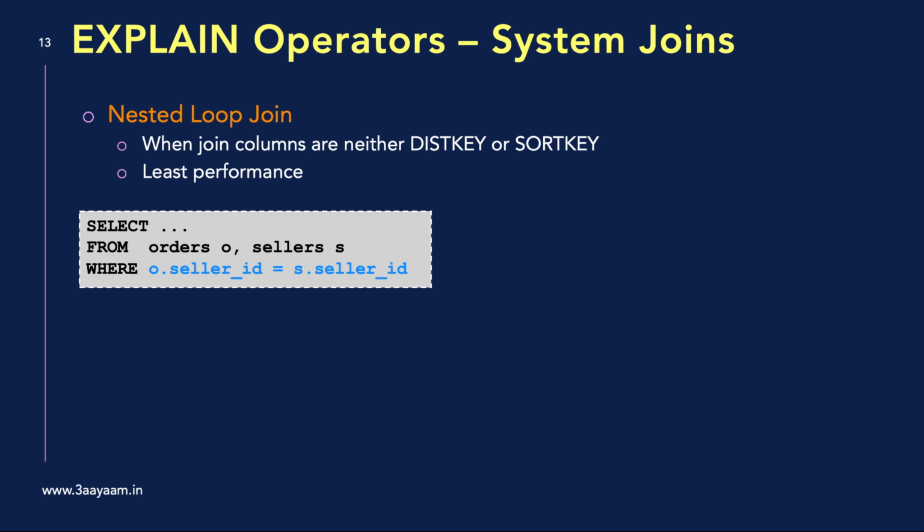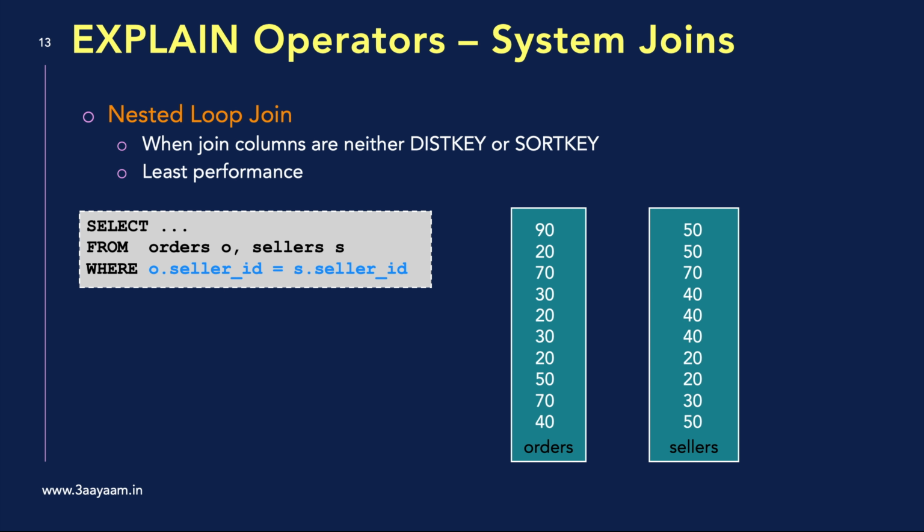Now again, the same query, but seller ID is just a column. It is not a distribution key or a sort key. And this is how the records are. As you can see, the records are not sorted. It will read the first row with seller ID 90 and then it will go to the sellers table and read all the rows from beginning to end, and whichever matches, it will output those rows.